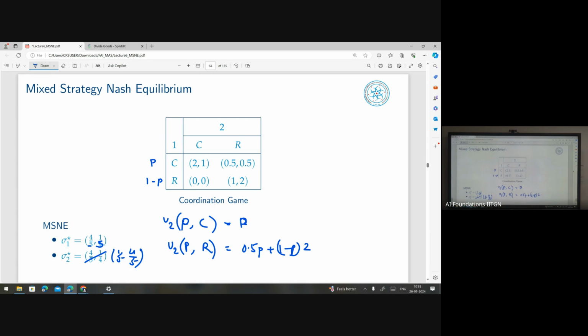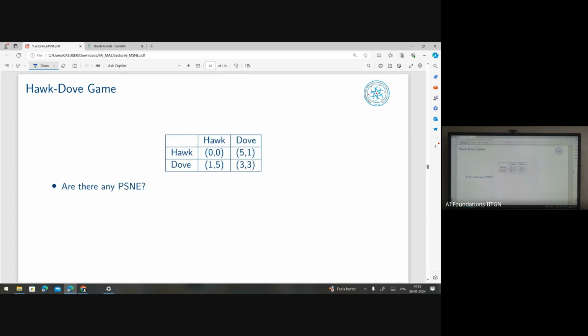So let's look at one more game, which is the hawk and dove game. There are two populations of hawk and dove, and these are the utilities that they get. If a hawk is fighting another hawk, they get 0 utility each. If a hawk is fighting a dove, a hawk gets a lot more utility than the dove, and if both are doves, they essentially don't fight, they just stay peacefully and distribute the utility of 6 equally.